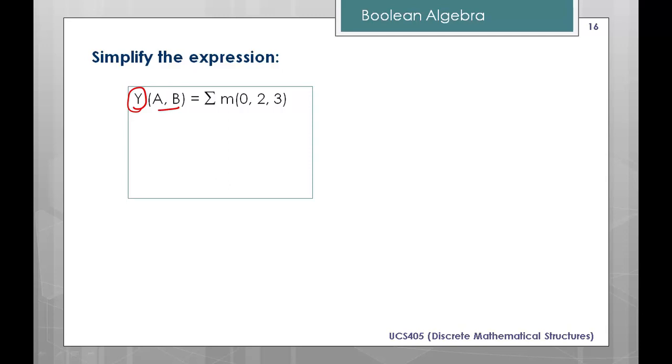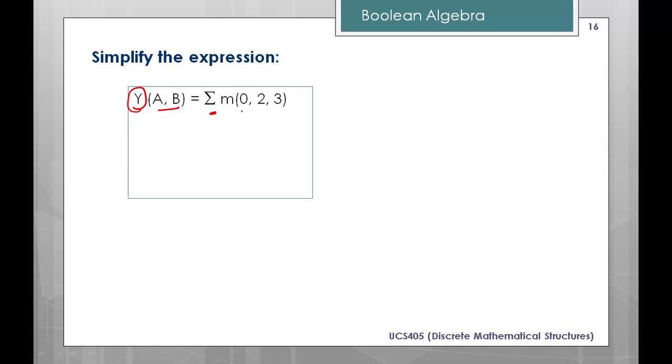Now the next question, simplify the expression. We can have the question in this way also. So this is the expression. A question can be asked in this way: Y of A, B. Y is the output function. A and B are 2 inputs. It means it is for 2 variables. Summation means we have to solve it using SOP.